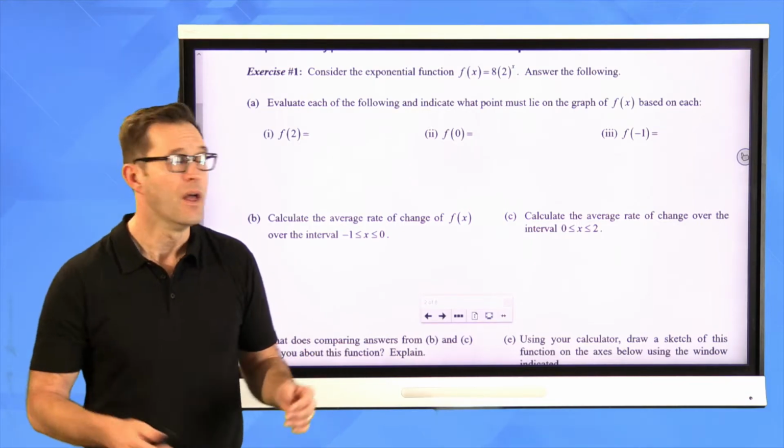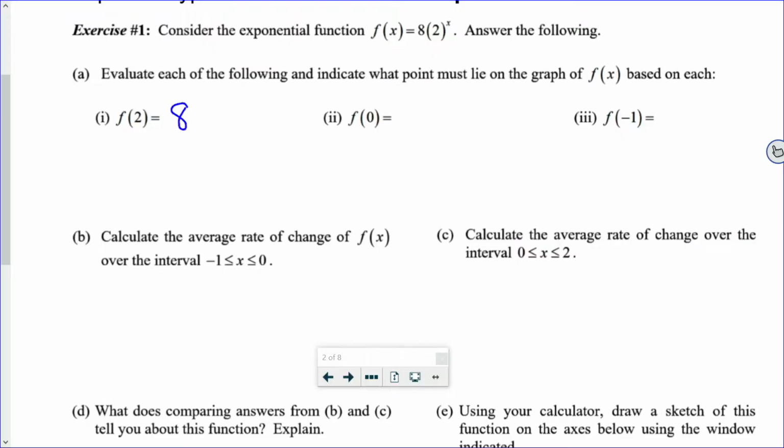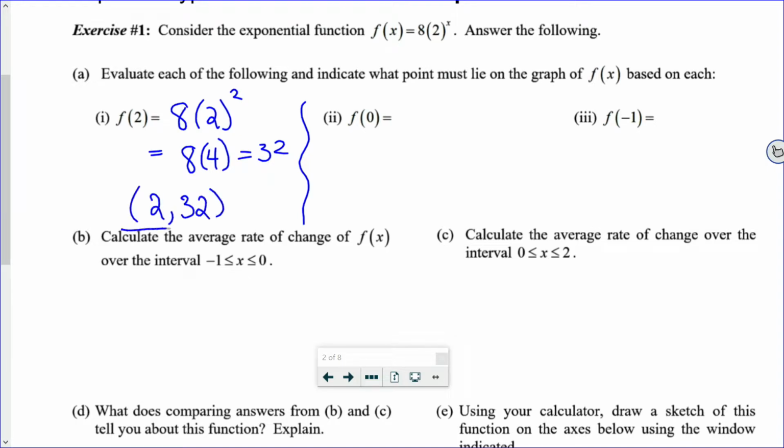All right, let's do it. So first things first, we've got f of 2. f of 2 is going to be 8 times 2 to the second. That's going to be 8 times 4, and that's 32. So that means that the point (2, 32), look at how big that's gotten, must lie on the graph.